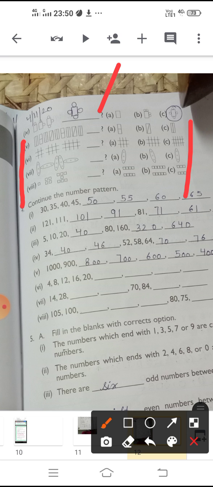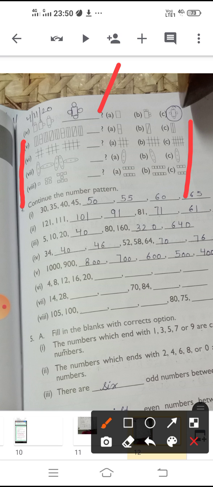Then what will come? 61. So in the same way you are going to do. If it is in decreasing form, you have to do it in decreasing form. If it is in increasing form, you have to do it in increasing form. And the same number you have to add that is taken, and the same number you have to deduct, the same pattern.